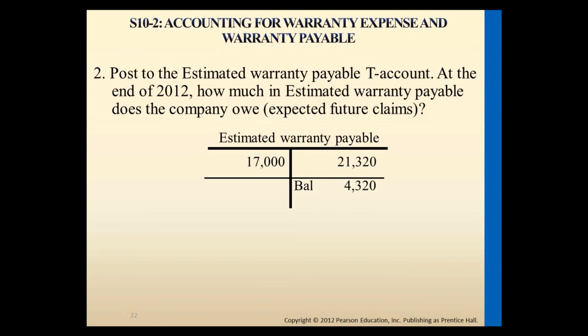So later on, if another customer claims, then again, we debit estimated warranty payable, credit cash. But then if we make another sales transaction, then we estimate another 4% based on that sales. And if a customer claims, again, we debit estimated warranty payable, credit cash. Okay, so that $4,320 represents future warranty claims.